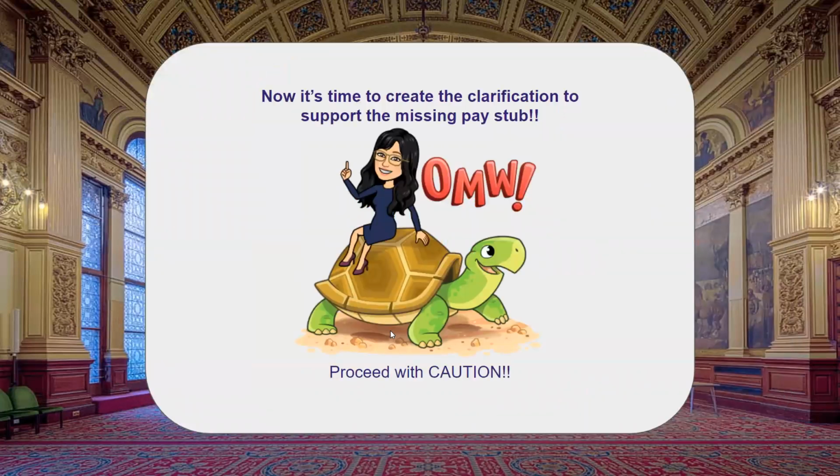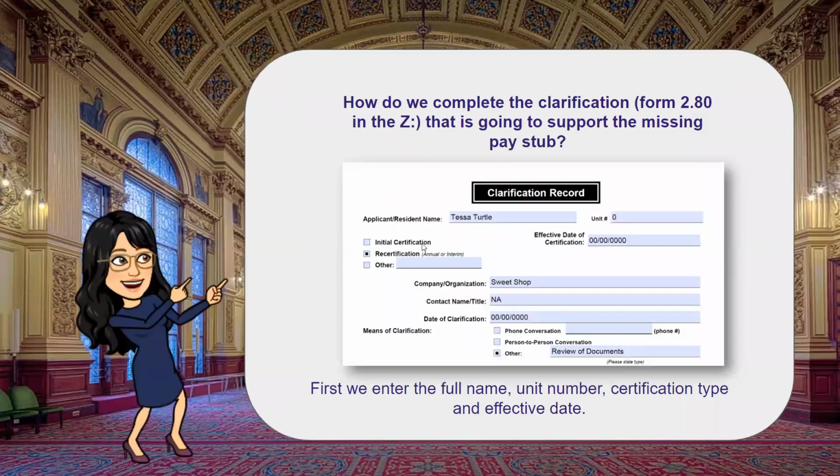Now it's time to create the clarification to support the missing pay stub. Proceed with caution. Turtle is as turtle does, and in this case, turtle is slow. Slow when we're doing calculations because we want to make sure they're nice and neat and tidy. How do we complete the clarification form 2.80 in the Z drive that is going to support the missing pay stub? First, we enter the full name, the unit number, the certification type, and the effective date.